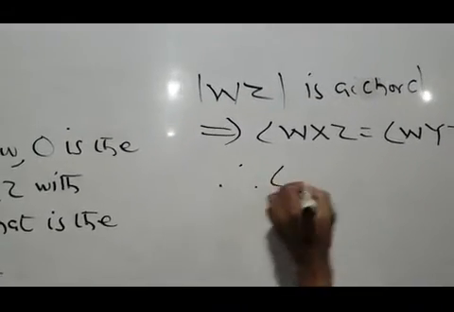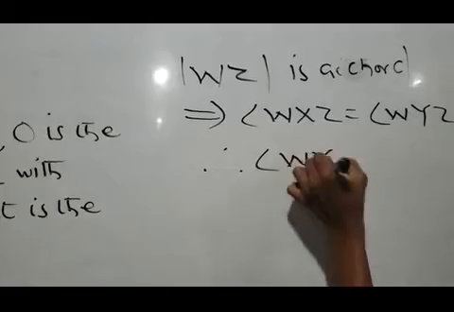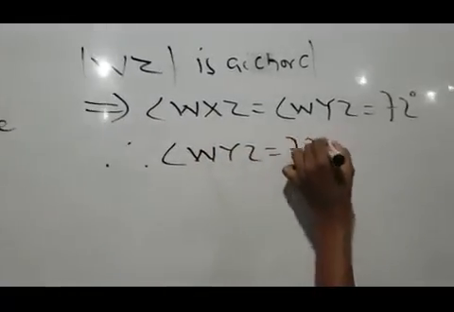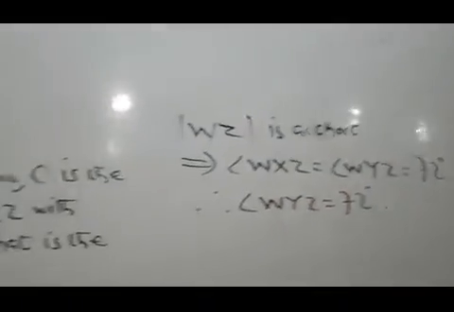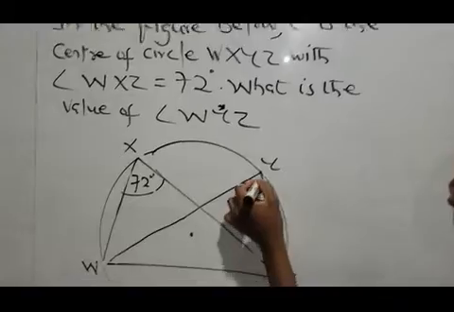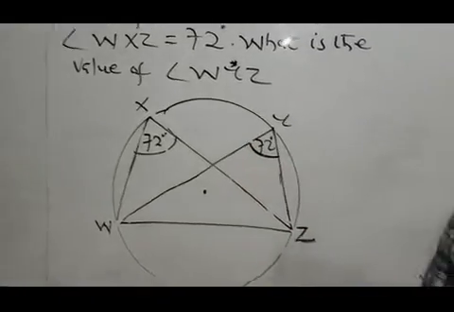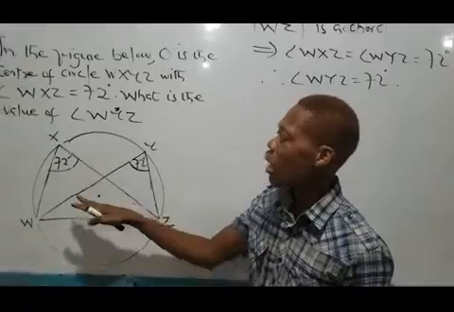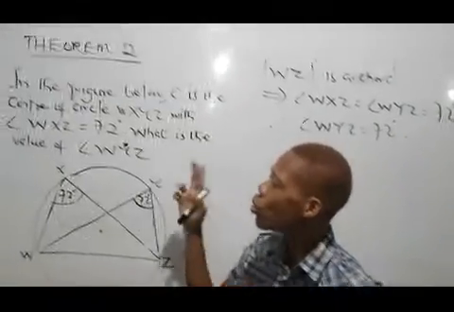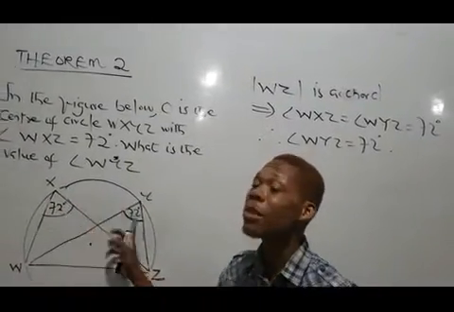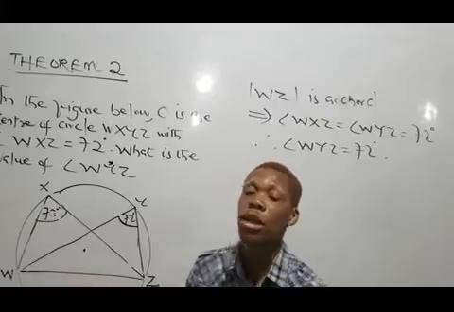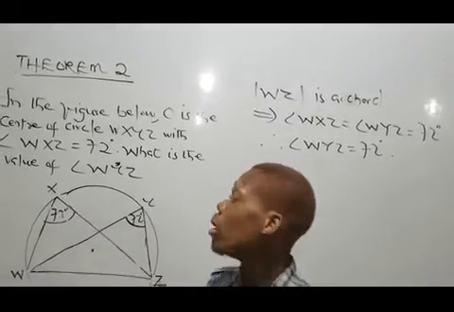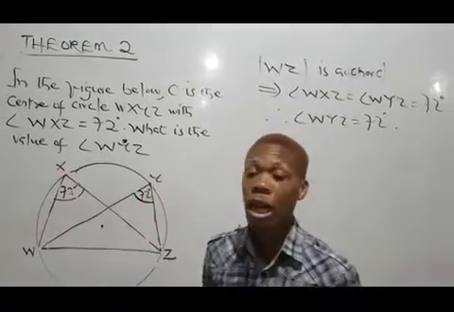Therefore, my angle WYZ is equal to 72 degrees. So this angle here is also 72. And the reason is what I just gave. Theorem 2 explains that if a chord subtends two angles at the circumference in the same segment, then those two angles are equal. So angle X is equal to angle Y.